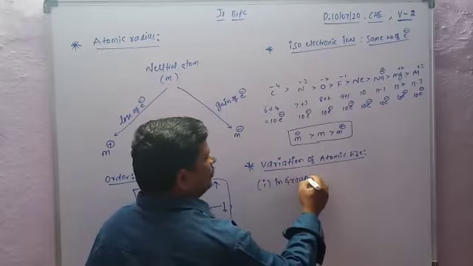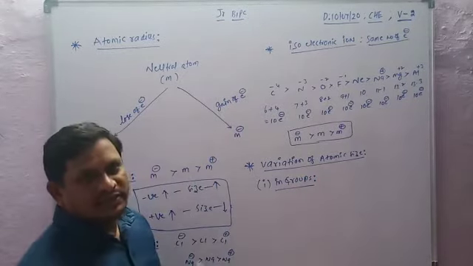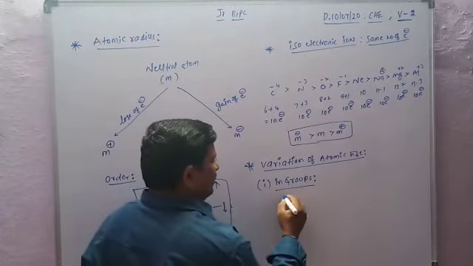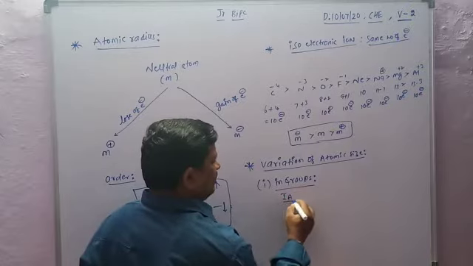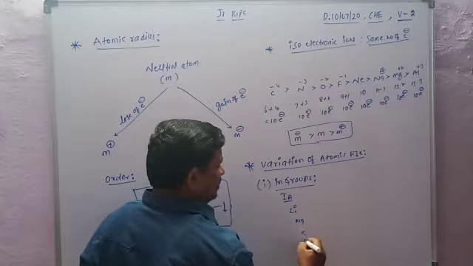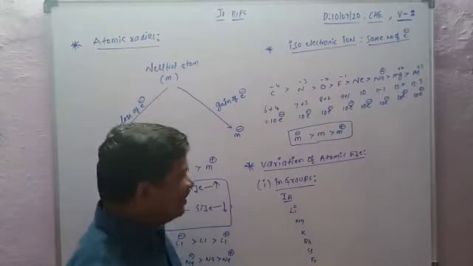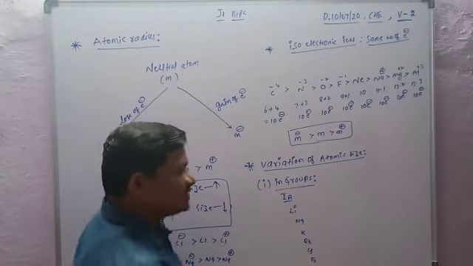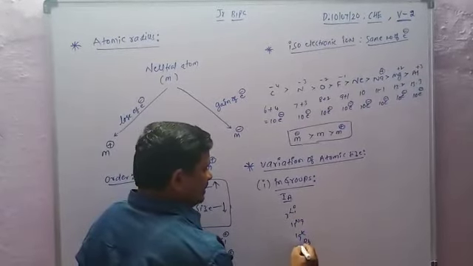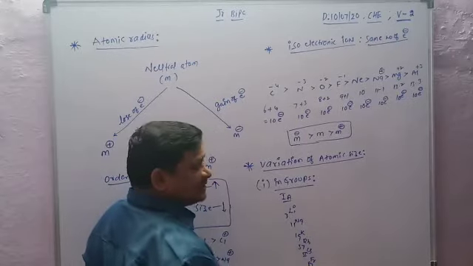Generally in groups, from top to bottom or down the group, what happens to size? It increases. This is explained with one suitable example. Let us consider the first group elements: lithium, sodium, potassium, rubidium, cesium, and francium. From top to bottom, atomic numbers increase: 3, 11, 19, 37, 55, and 87.